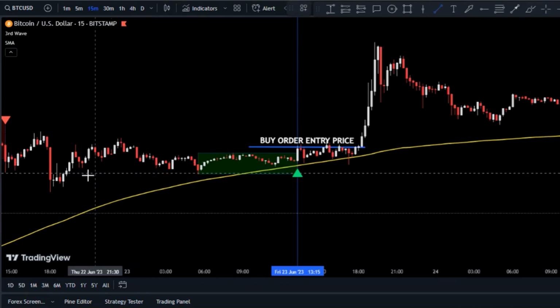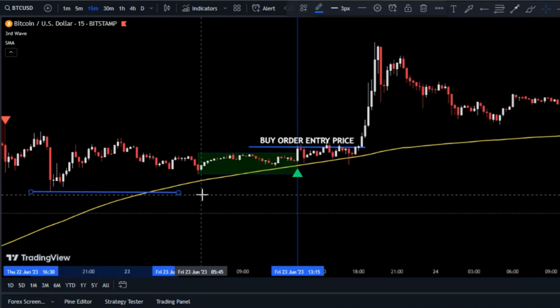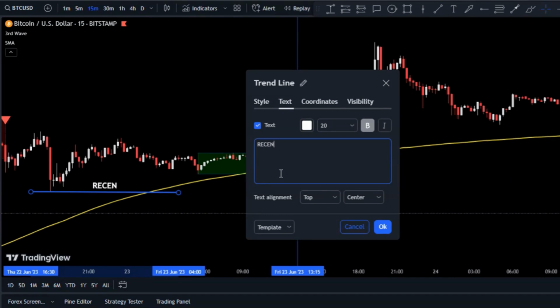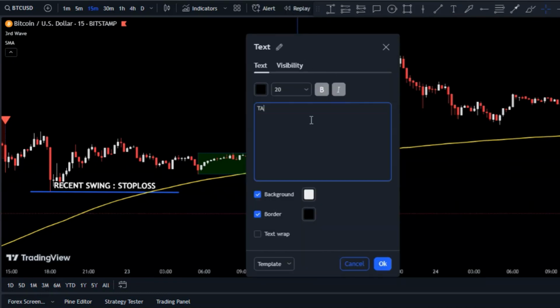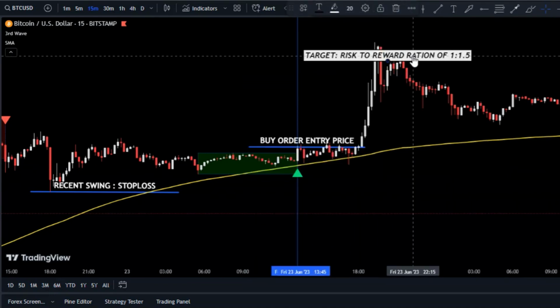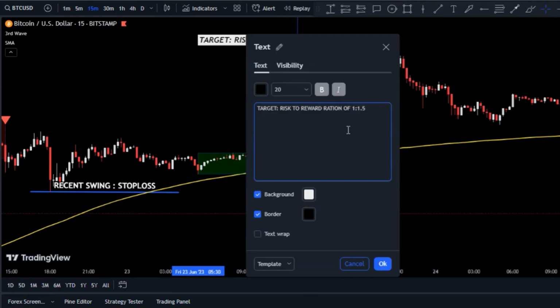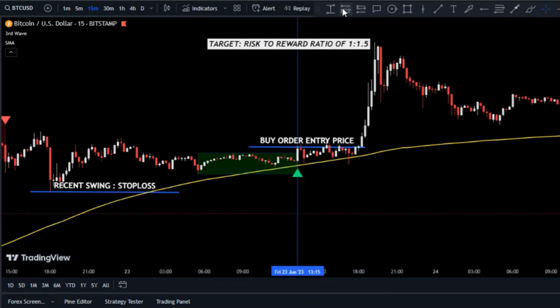After entering the position, set your stop loss just below the recent swing low. For taking profit and exiting the trade, you can use a risk-reward ratio of 1 to 1.5. This will help you manage your trades more effectively and potentially increase your profitability.